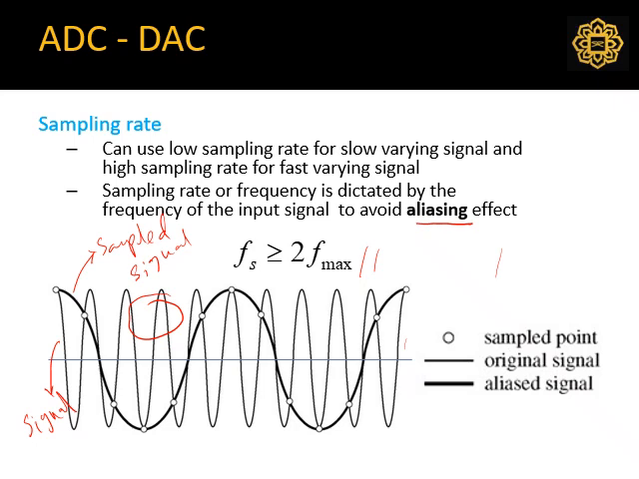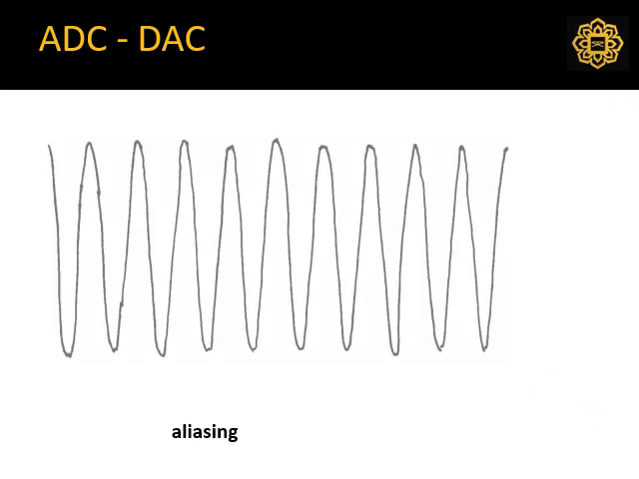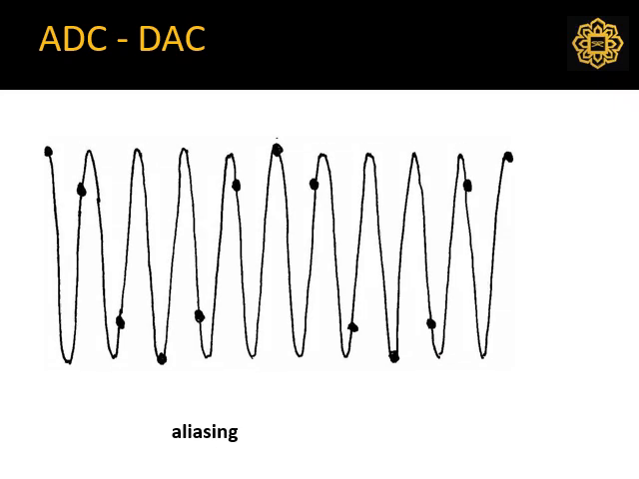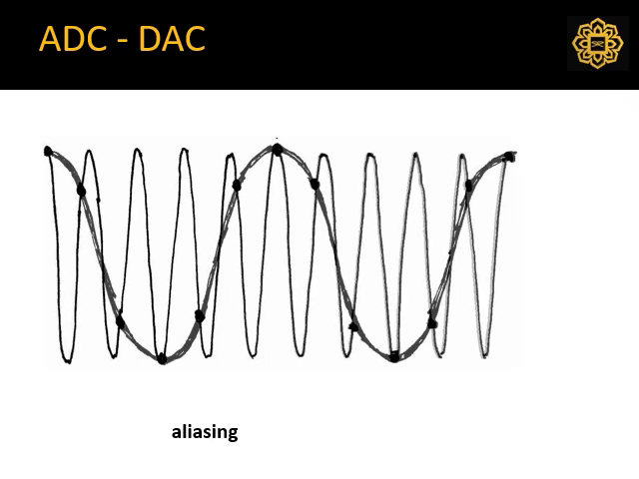Now, let me show you a few more. So this is your original signal. If you have aliasing, you are taking a much slower sampling frequency, so you will get a distorted signal. Okay.